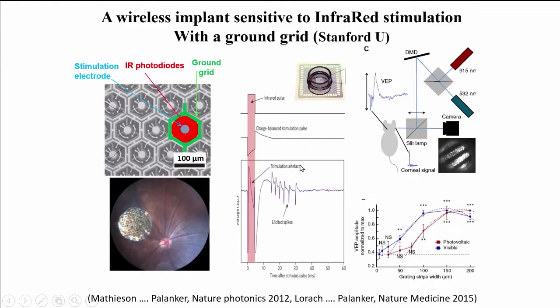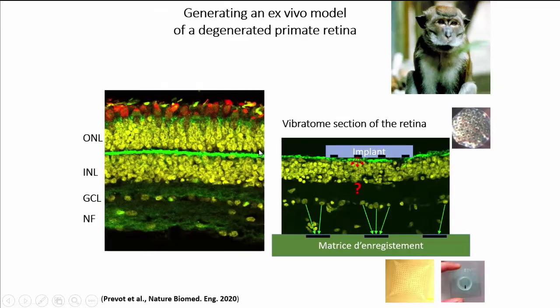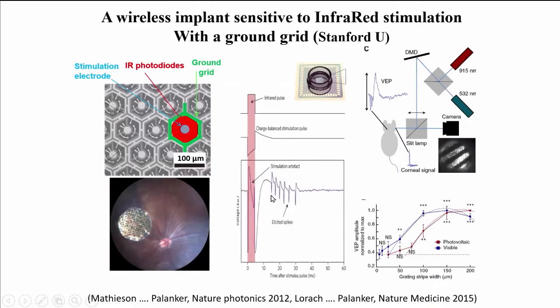The first thing that Daniel Palanker did was to put a blind retina in such a recording system with the device on top of it, and by shining infrared light, he was able to show that he can elicit spikes in the retinal ganglion cells. And he could even record in vivo by shining light onto the device and recording the activity in the brain, and show that in fact the visual acuity is not very far from the natural visual acuity of the rats. So at this point, we decided that we want to bring this to clinical trial.